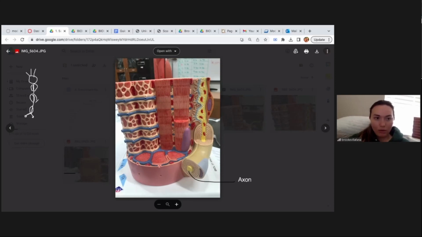So it had our little myelin sheath. This covering that you see wrapped around the axon is our myelin sheath. This would be a nucleus here. And then remember, our synaptic knobs were the ending of the neuron. So right here, this whole section you see is the synaptic knob.